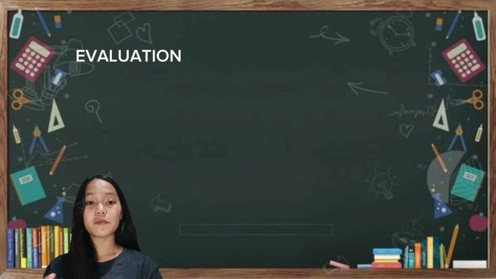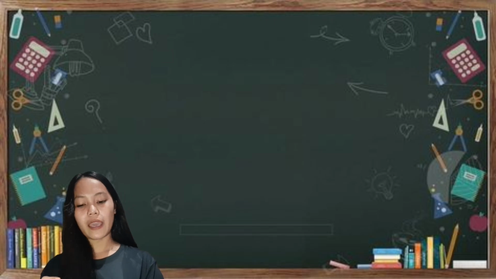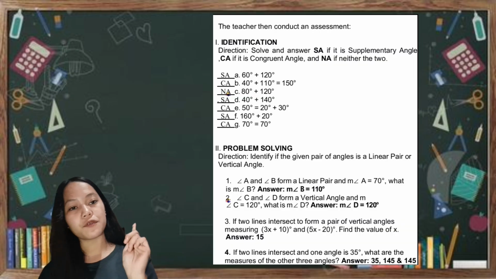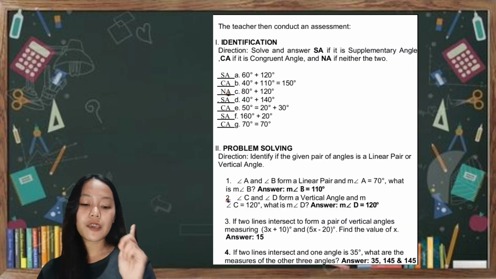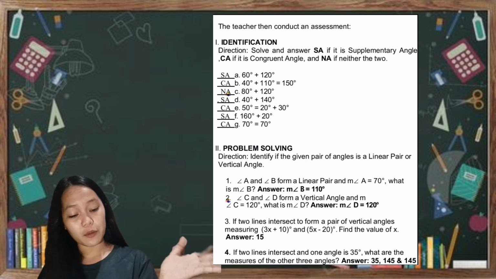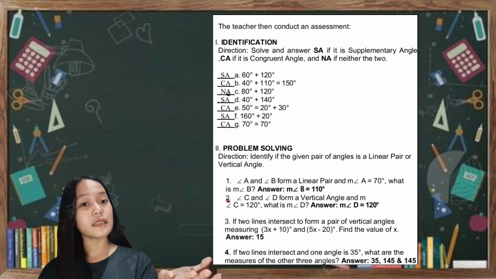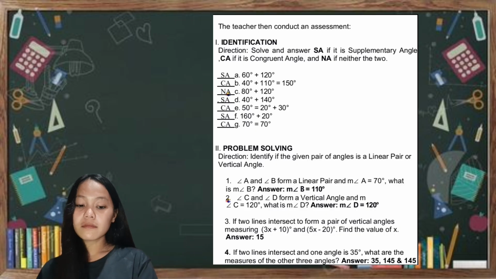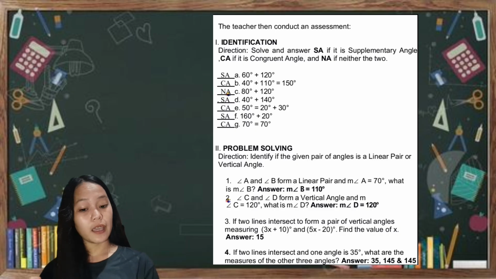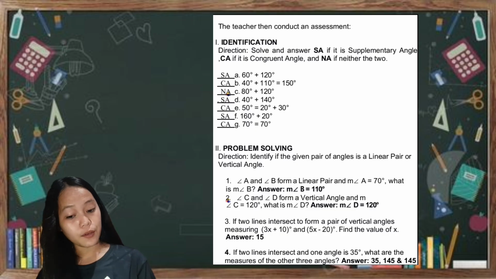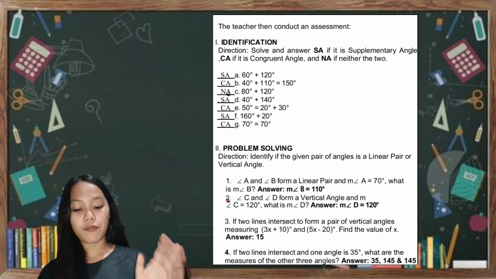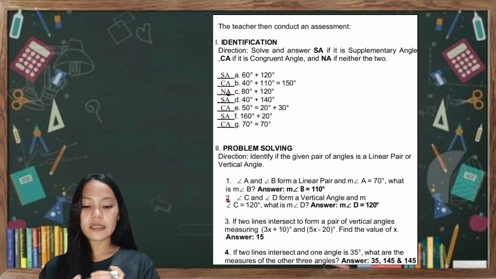Now, we will have an assessment to track what you have learned. This assessment has two parts: identification and problem solving. In the identification, you will answer SA if it is supplementary angles, CA if it is congruent angles, and NA if neither of the two. Then in the problem solving, identify if the given pair of angles is a linear pair or vertical angles. This part will have four items. So good luck and answer.